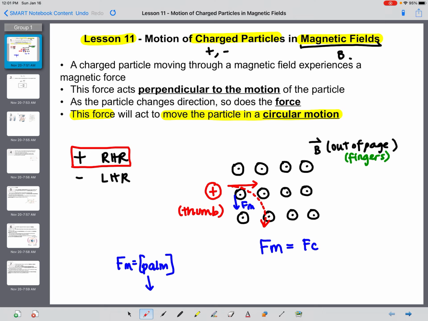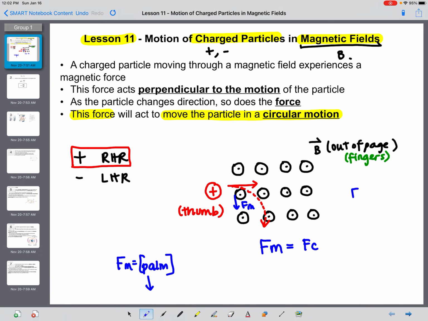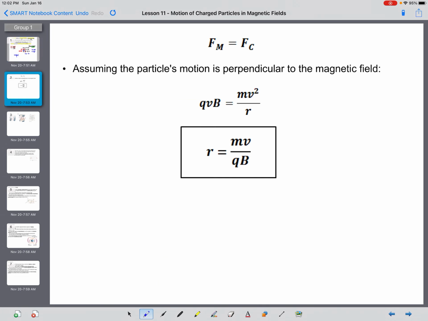Okay, so let's recall. This is a point charge. The magnetic force of the point charge, I'm going to write it at the side. The magnetic force of the point charge is QVB. I'm actually going to drop the sine theta because this is all saying that the particles are perpendicular. So sine of 90 is 1. So I'm just going to drop that. Centripetal force, we've learned that is mv squared over r. Do you remember that? All right, so we're going to group them all together and figure out this new equation. So let's go to the next page now.